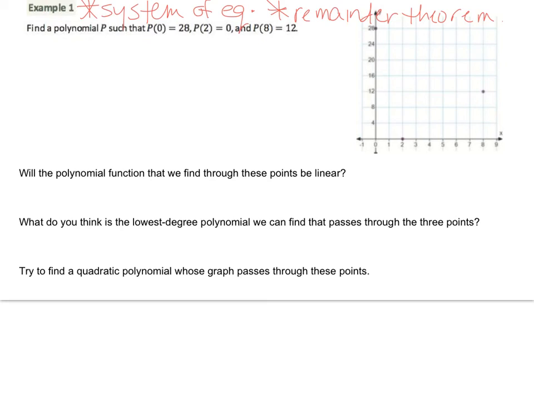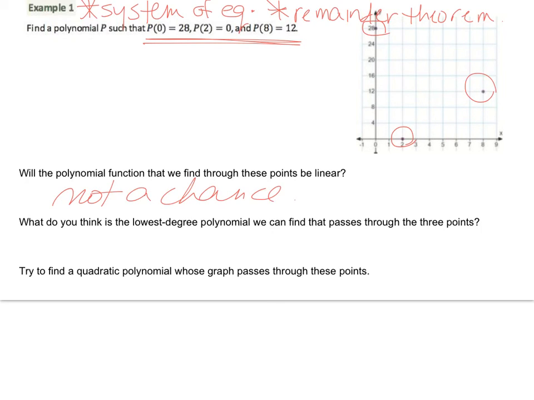Will the polynomial function that we find through these points be linear? Okay, I have 3 points. One's up there, one's down there, and one's over here. Not a chance. Okay, it should not be linear. It can't be linear just because there's just 3 points. If I'd only given you 2, yes, definitely linear, but with there being 3 points, it's definitely not linear.